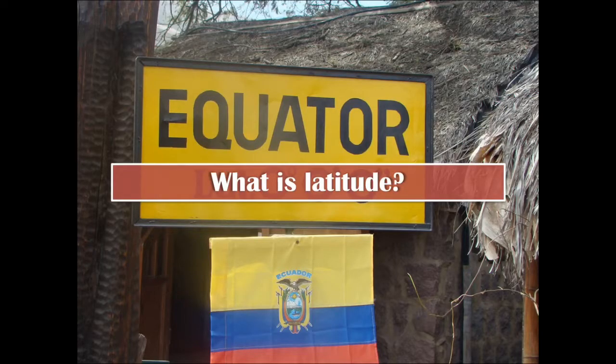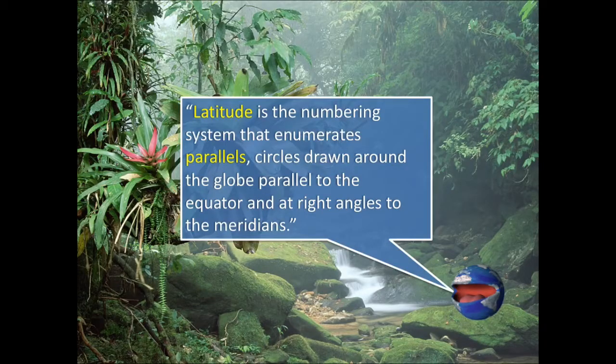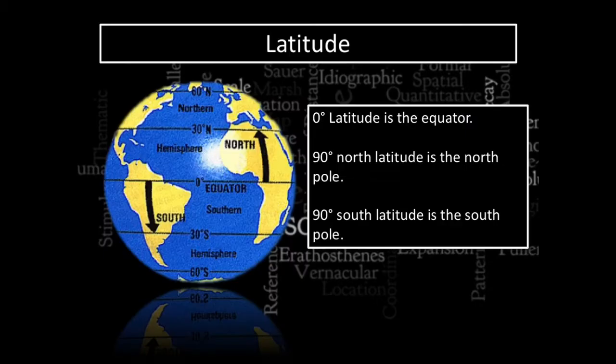What is latitude? Well, you have a couple of hints here. We have the equator, which is the latitude line, and we have the Ecuadorian flag, which is a country that's near the equator. So those two hints. Latitude is the numbering system that enumerates parallels, circles drawn around the globe parallel to the equator and at right angles to the meridians. So here we go with the equator at 0 degrees.